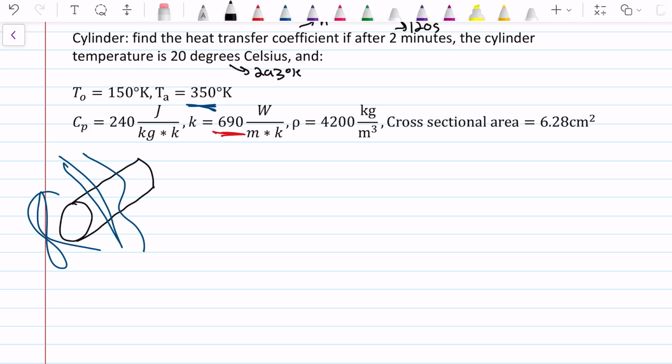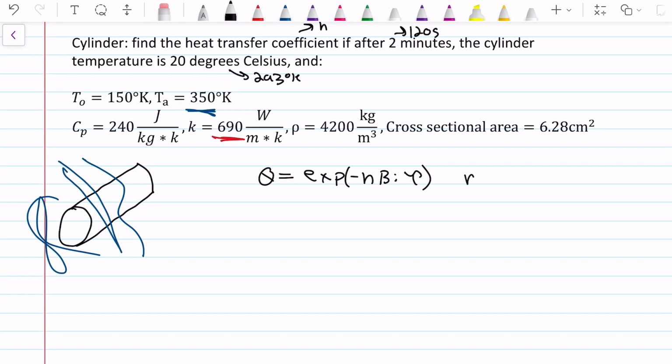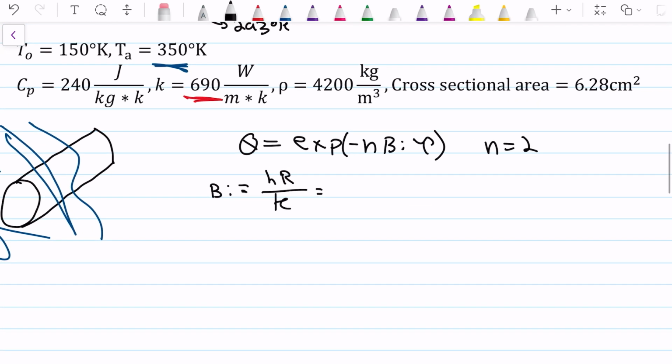So let's set up our lumped capacitance model. Dimensionless temperature equals the exponential of negative n Biot number tau. And then let's go ahead and solve all these values. For a cylinder, we know n equals 2. We know the Biot number is the heat transfer coefficient times the characteristic length, let's make that r, and we're going to keep it r, over the thermal conductivity of the solid.